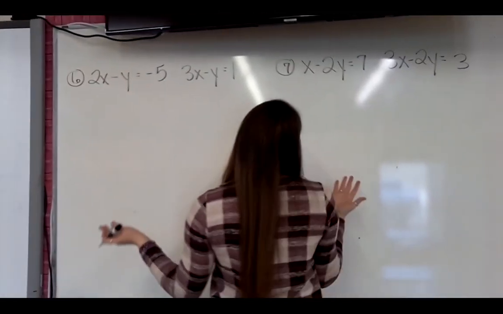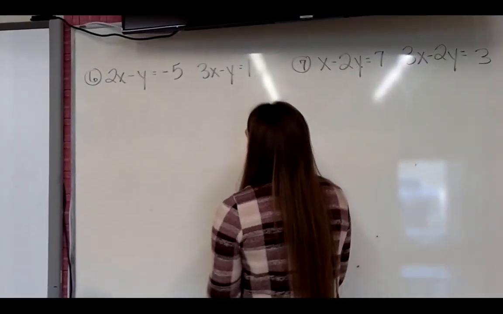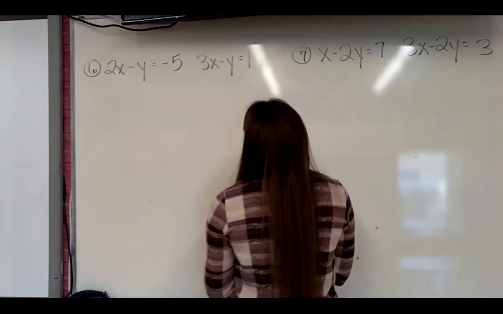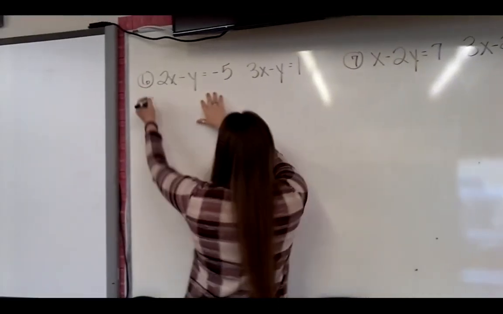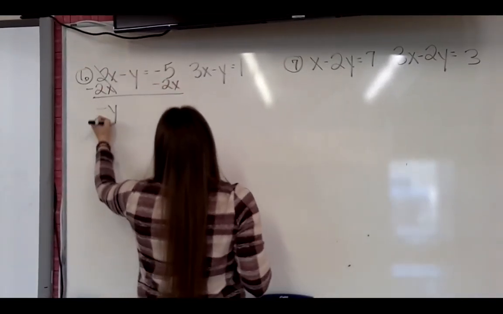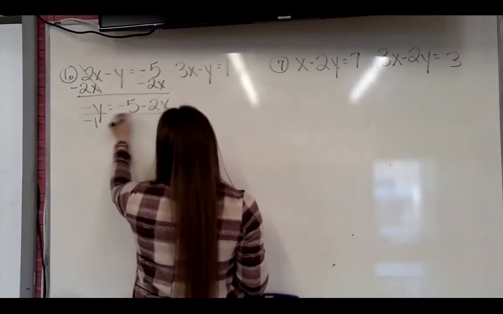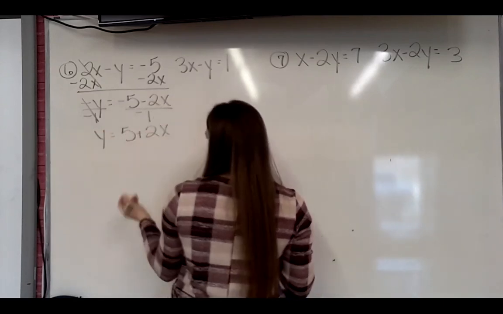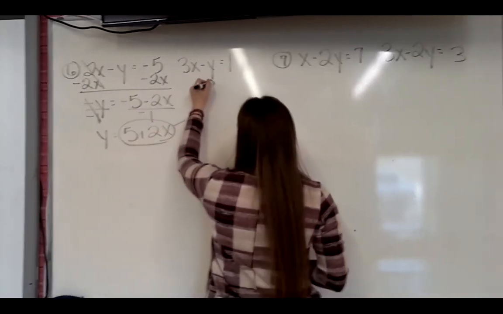So on 6 and 7, neither of them are solved for anything, so we have to solve first. So I think it really doesn't matter. I'll solve for y. So I'm going to solve for y on this one. So I subtract 2x, then I have to get rid of that negative. I've just now got it to where now I can substitute. I take all this, plug it in for y on the other equation.